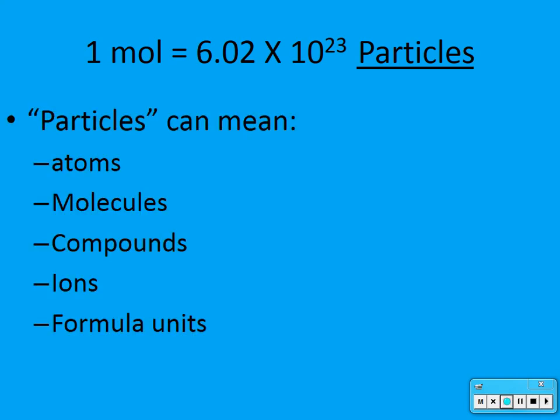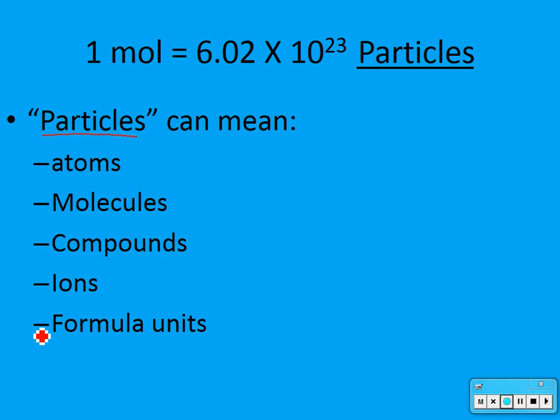Well, what is a particle? A particle in chemistry can mean a lot of things. So it's kind of a generic term for atoms, for molecules, for compounds, ions, or formula units. So if you're talking about any one of these, we can just generalize it with the word particle.